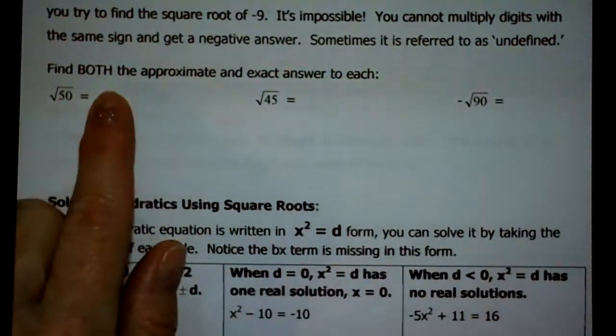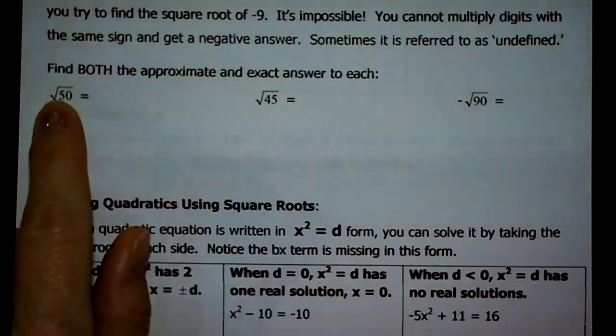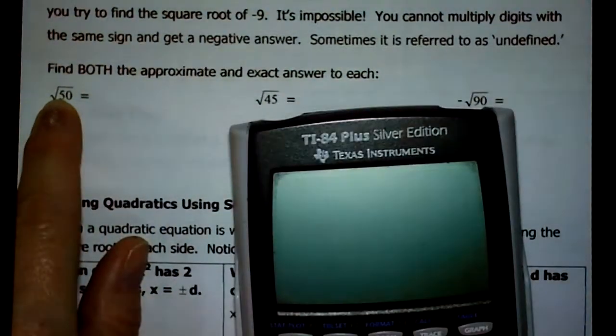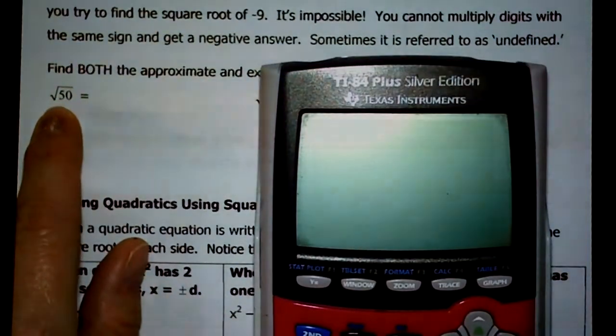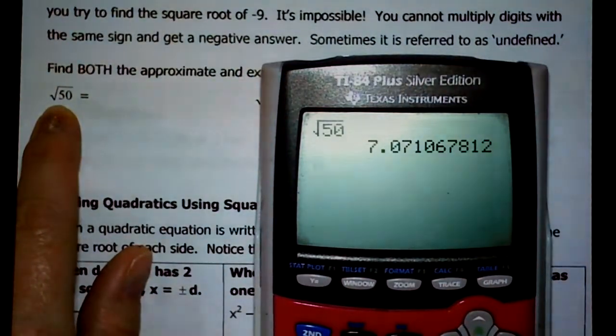I ask you to find both the approximate and exact answer to each. So if you are giving me the approximate answer to the square root of 50, that means in your graphing calculator, you can go ahead and just type in the square root of 50. So if you don't have your graphing calculator, hit pause and go grab it. Welcome back. Alright, you hit second x squared to bring up that square root sign. So second x squared, type in the 50, and we get that, right?